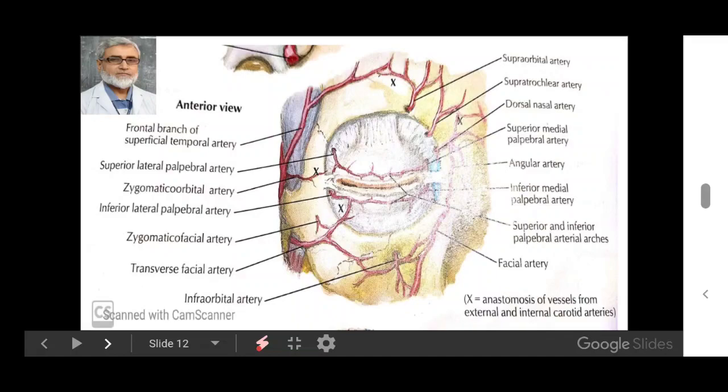Regarding sensory nerve supply, the upper eyelid receives the palpebral branch of the lacrimal nerve and twigs from the supratrochlear, supraorbital and infratrochlear nerves, and the lower lid receives nerves from the infraorbital and infratrochlear.